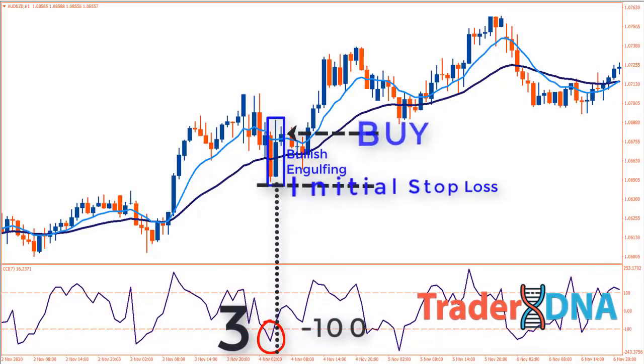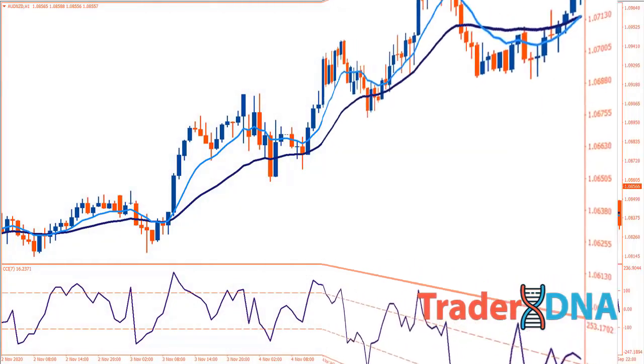Here are other examples of CCI moving average crossover trading strategy.